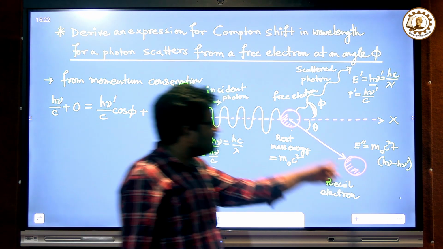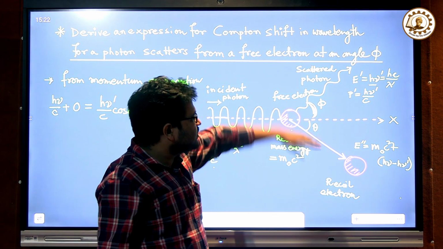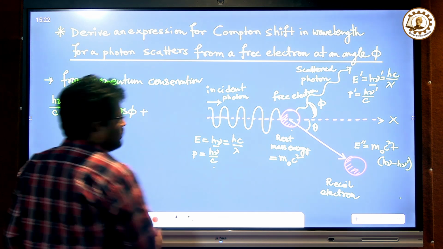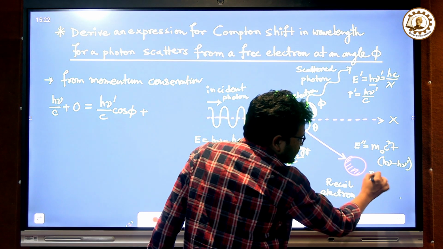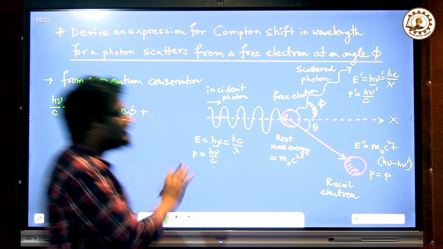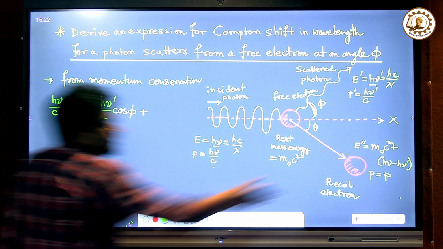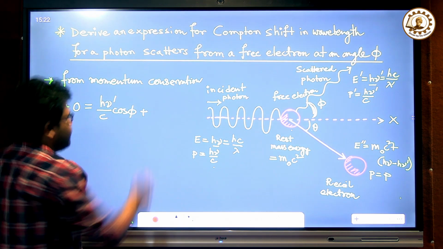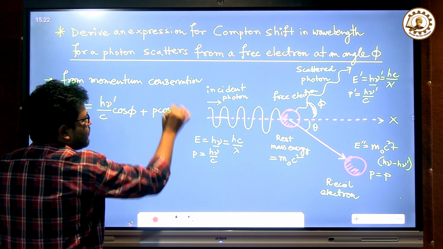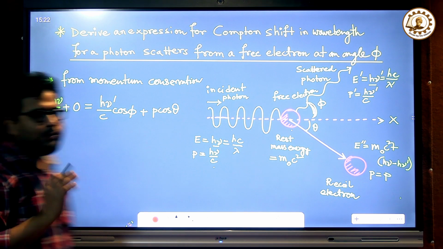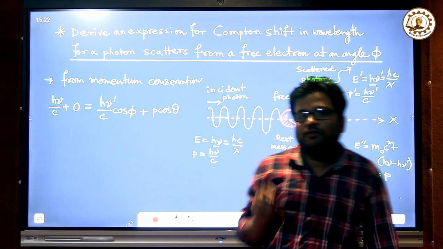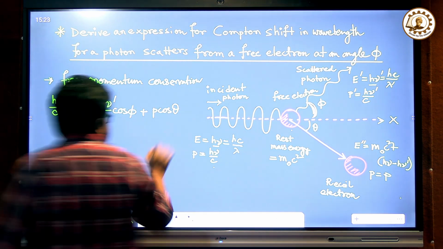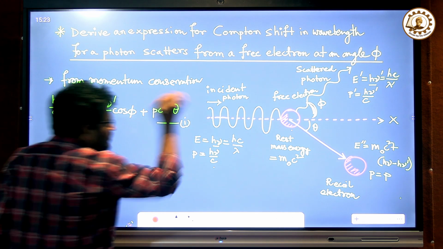we have the recoil electron that is making an angle theta with the horizontal axis. So what will be the total momentum of this electron along the horizontal direction? Say its momentum is p. Then its component along the horizontal direction will be p cos theta. So this is the momentum conservation equation for both photon and electron along the horizontal direction. We are writing this equation as equation number 1.